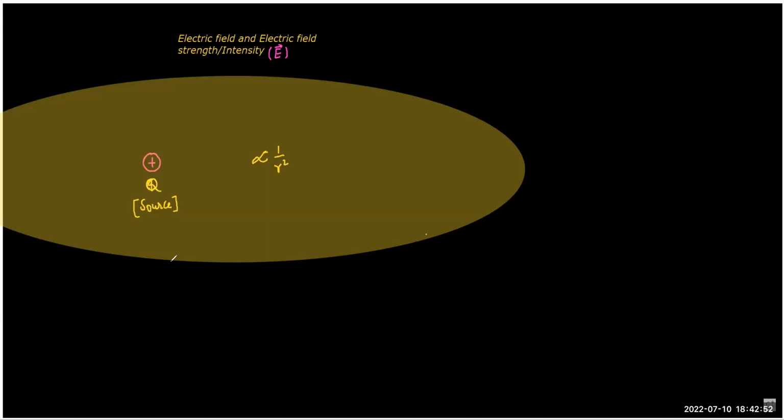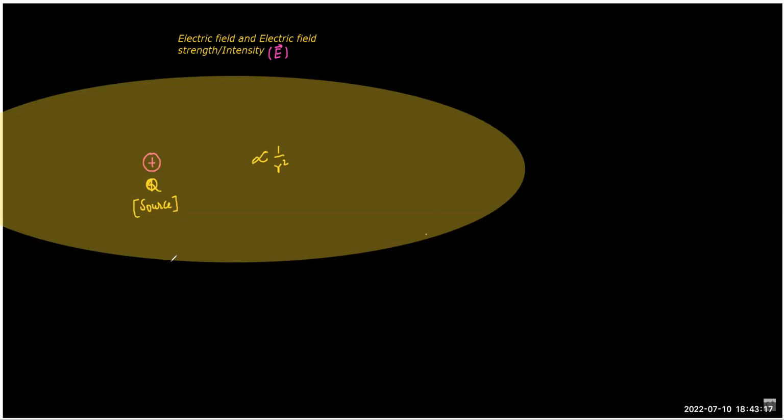Now the force is the consequence of field. What does it mean? It means when we talk about the force of one charge on another charge, we don't talk about a direct interaction of the force. Rather, every charge creates its own field, and the field eventually interacts with whoever comes in its region.